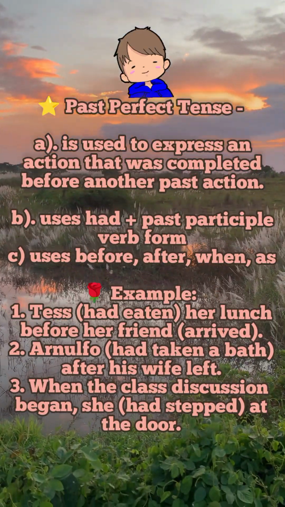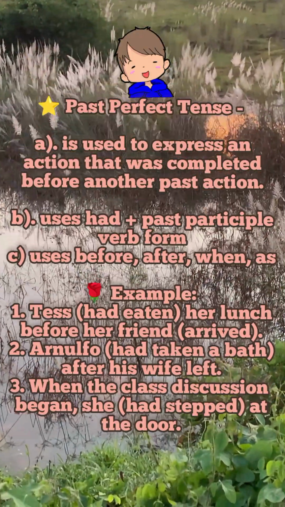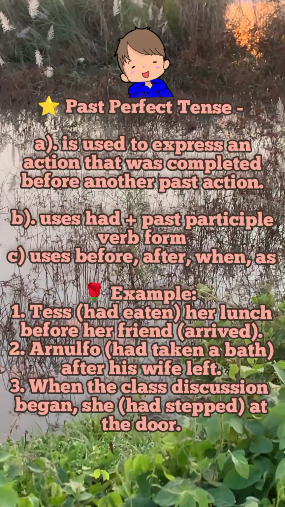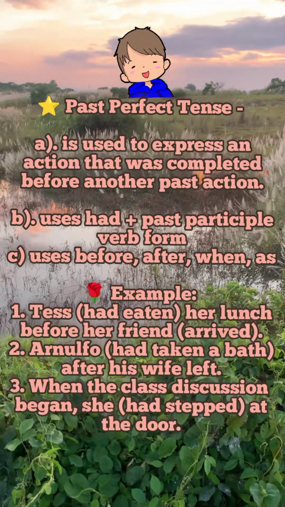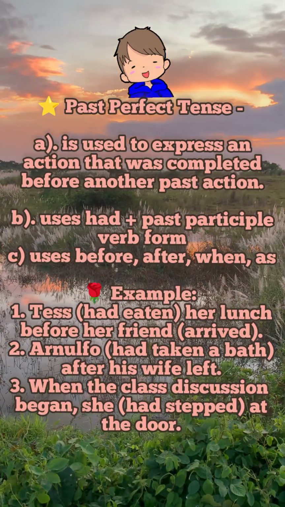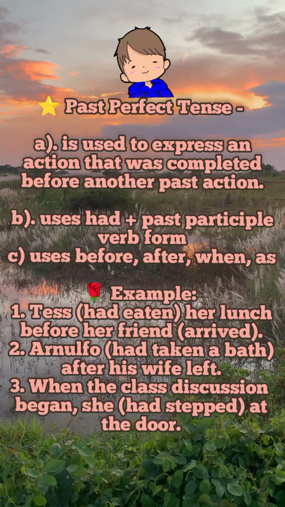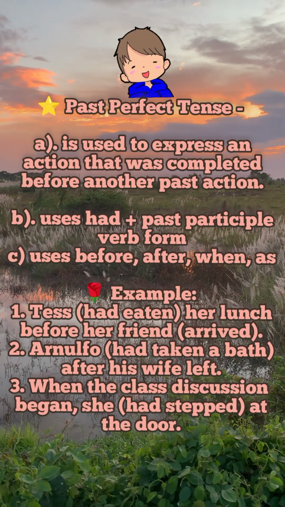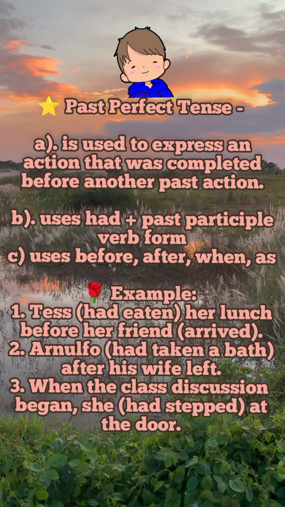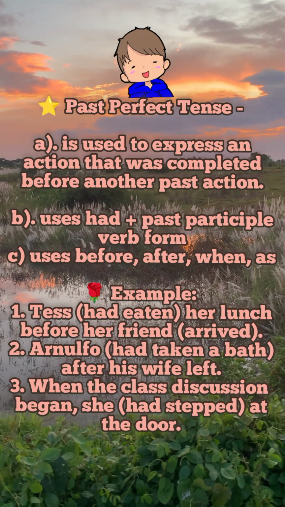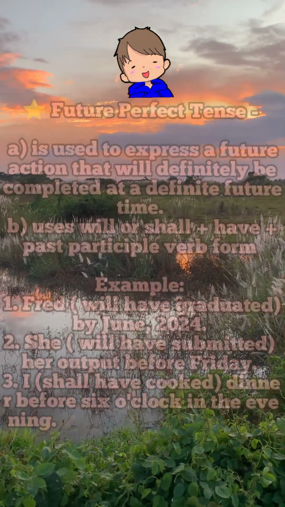Past perfect tense is used to express an action that was completed before another past action. It uses had plus past participle verb form. It uses before, after, when, or as. Example: 1. Tess had eaten her lunch before her friend arrived. 2. Arnolfo had taken a bath after his wife left. 3. When the class discussion began, she had stepped at the door.